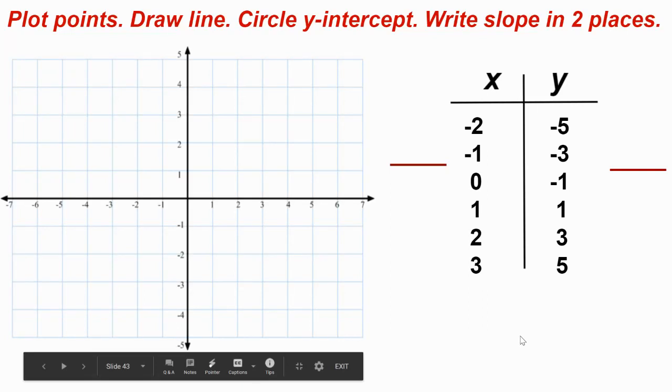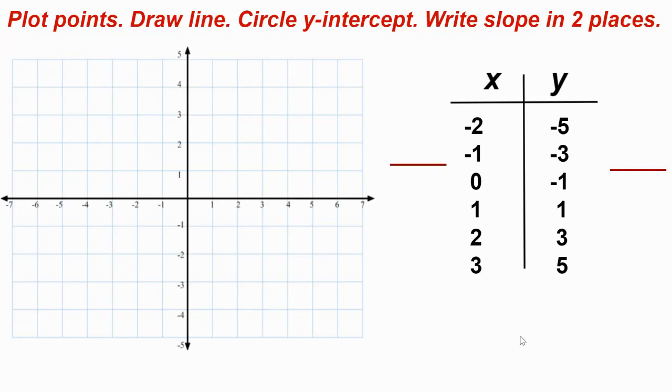Right, we spent some time finding a table from a graph. We're now going to go the other way here. So I'm giving you the table of coordinates: -2, -5; -1, -3; 0, -1. Remember, these are just coordinates put in a table. So let's plot them. You guys are great at this.